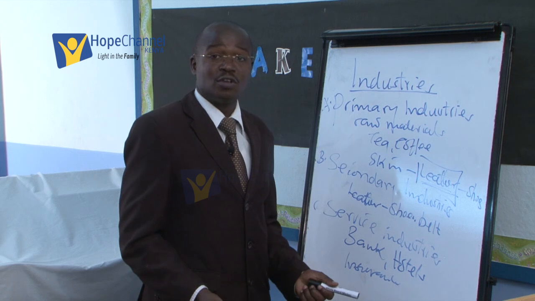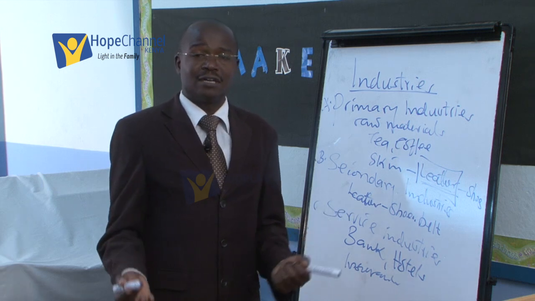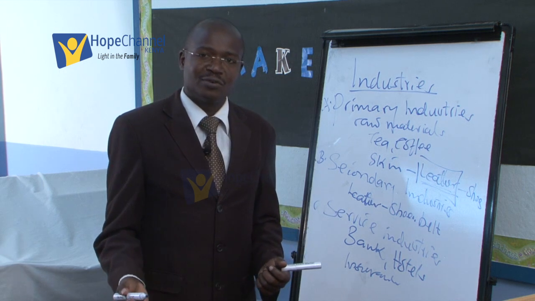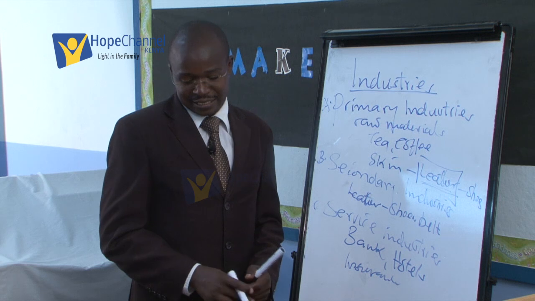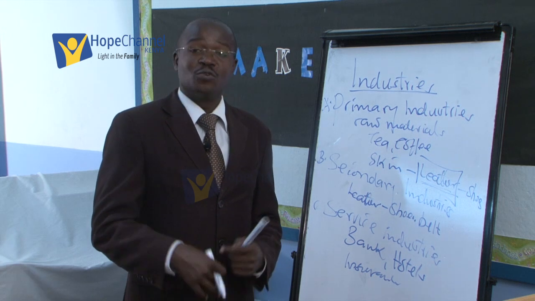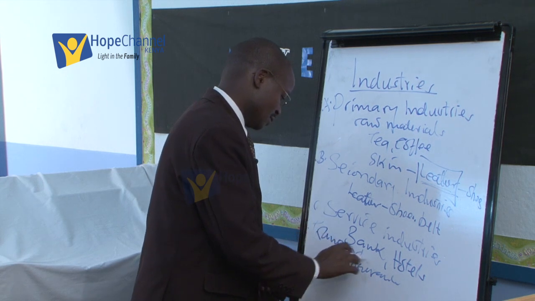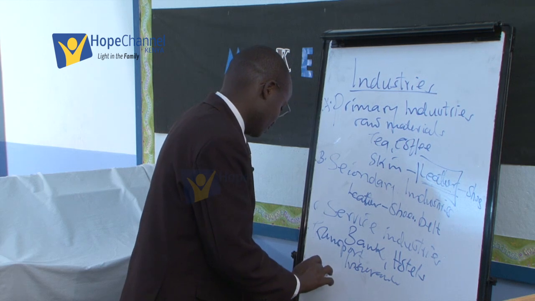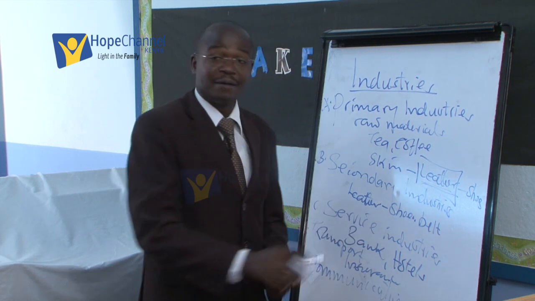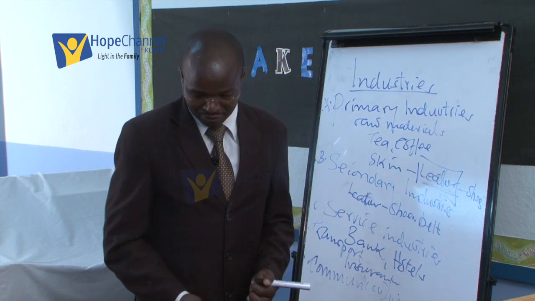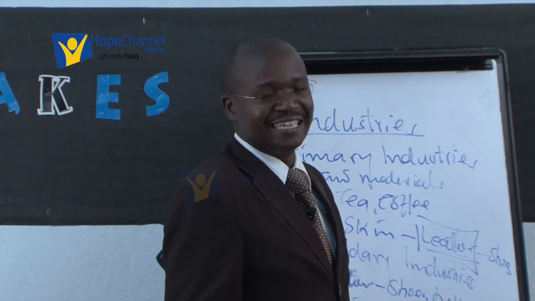Those are service industries. We have repair and maintenance. Your vehicle has broken down, your laptop has broken down, your iPad or tablet has broken down, and all that. So those are examples of service industries. We also have transport. We have communication. Transport, communication, banking, insurance. Those are examples of service industries.